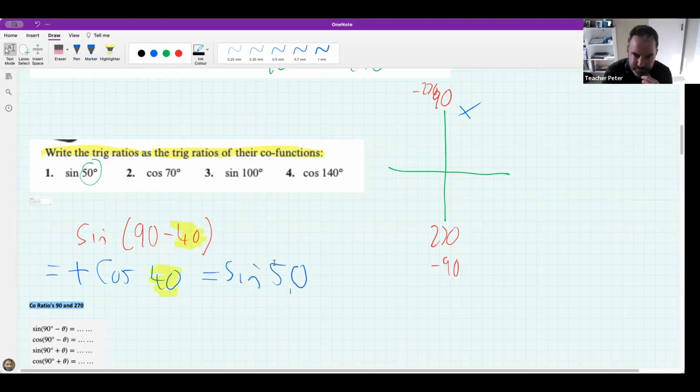Check on your calculators, and if I'm telling you the truth, say true in the chat. If I'm saying lies, just say lies in the chat. I want you to check that the cos of 40 is really the same value as the sine of 50.